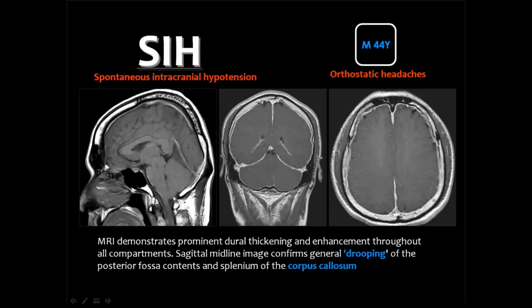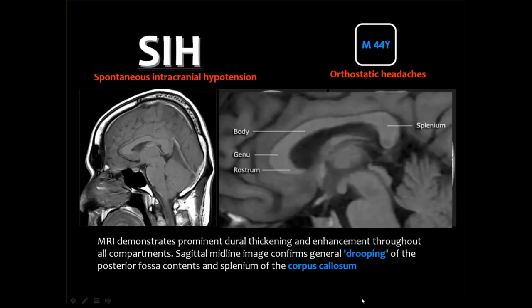downward descent of the tonsils of the cerebellum through the foramen magnum. You can see also the obliteration of the prepontine cistern with diffuse thickening and enhancement of the leptomeninges.